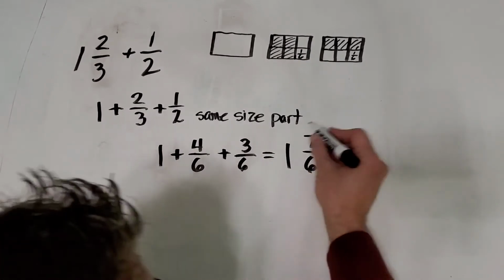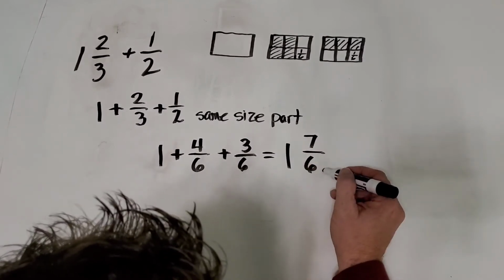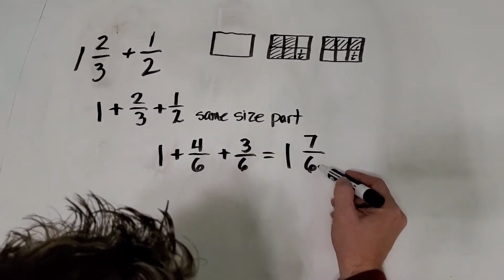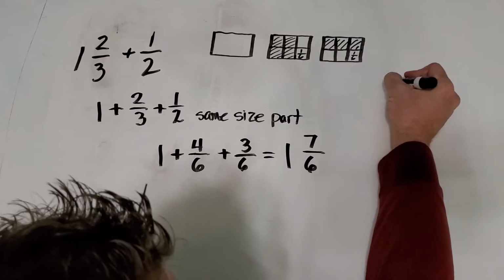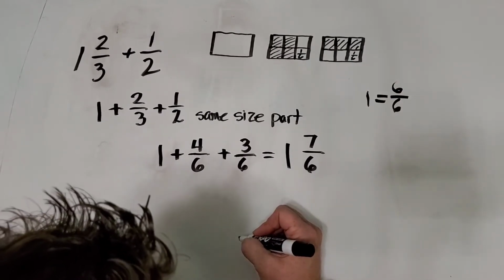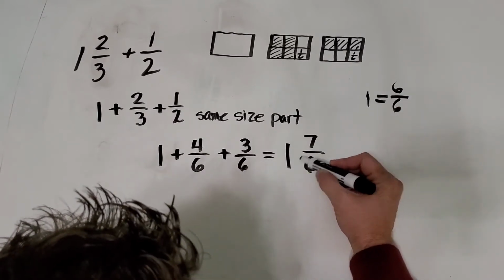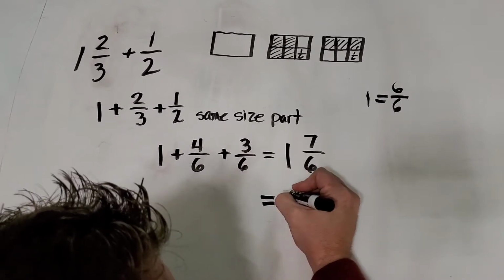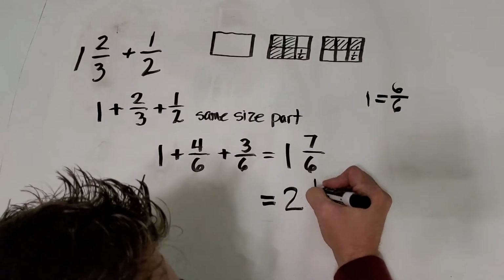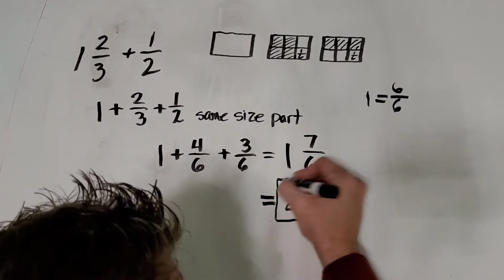Now, this is correct. This is how much I have. But sometimes we don't like to leave it looking this way because we know that this is 7 sixths. And it only takes 6 sixths to make a whole. So if I take 6 of the sixths out of here and make another whole, that now gives me 2 wholes. And since I used up 6 of them, I still have 1/6 left. So that's what I would get as my answer.